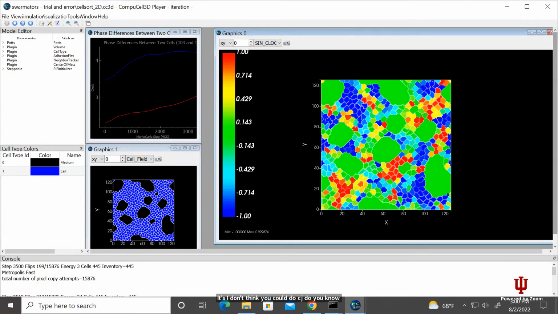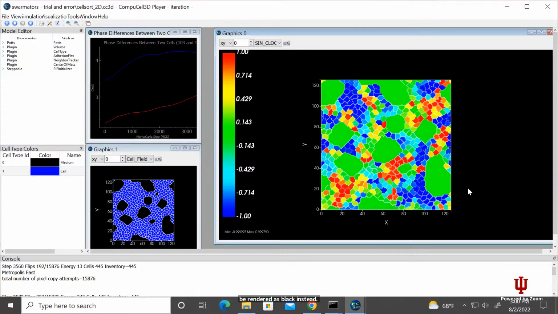Let me make sure I'm clear on this. The question is to have specific subdomains in the space be rendered as black instead. Is that right? Currently it's not possible, because all of the field values are just blindly mapped to the color scaling as depicted in the color bar on the left. Currently there are no features to discriminate between which voxels are mapped to the color bar and which are not.